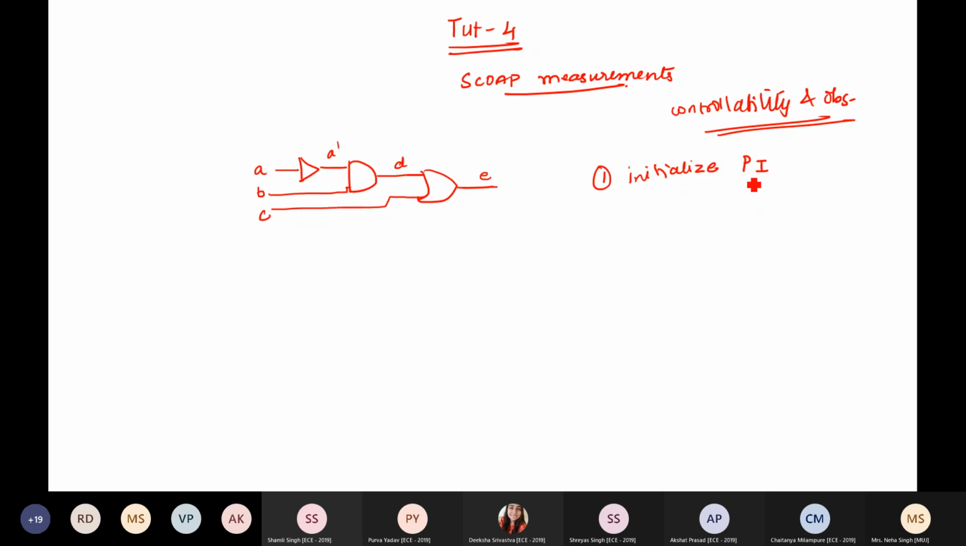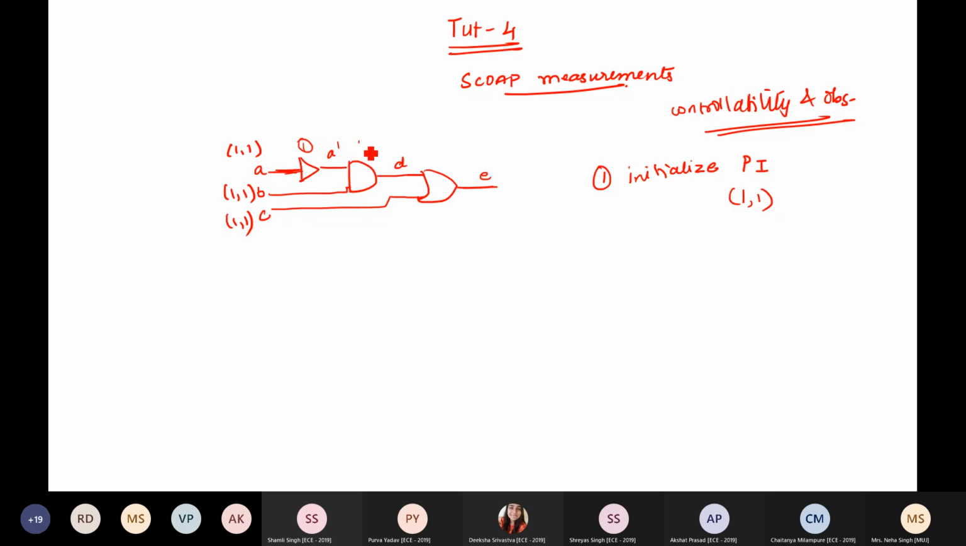So we initialize the primary inputs with the controllability of 1 for CC0 as well as CC1. Therefore, the primary inputs are initialized with 1, 1. So the value of CC0 and CC1 is 1, 1 for all the primary inputs. Then we propagate this, then we move forward and try to calculate the controllability for level 1 gates. The level 1 gates are all the gates which are directly connected to the primary inputs. Right? So this is my level 1.